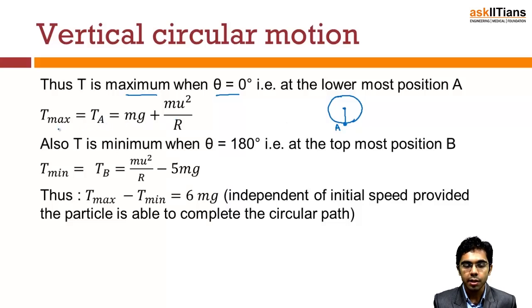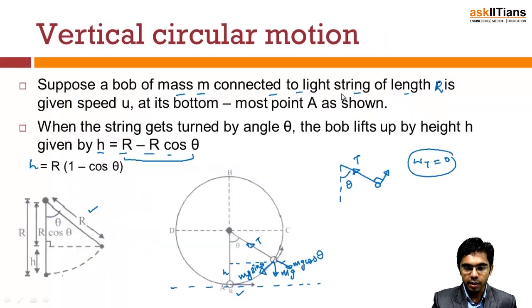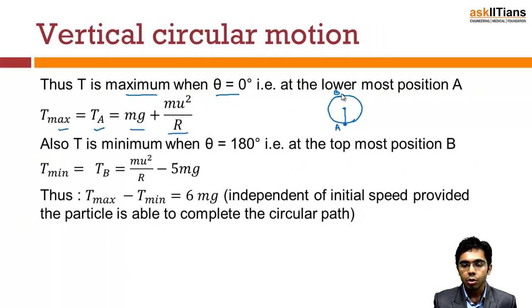Tension maximum at A will be mg plus mu square divided by r. Also, after reaching point B, the bob at this point, the string is going to become slack. At this point the string makes an angle of 180 degrees with the vertical, so the tension will be minimum.